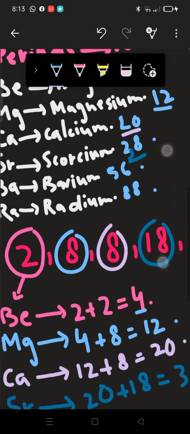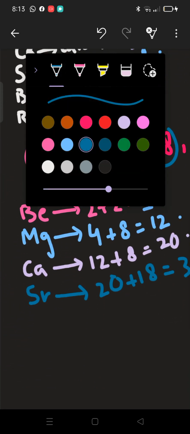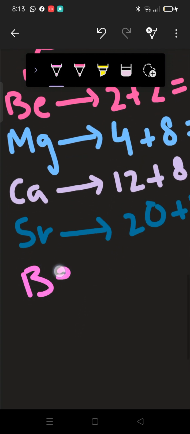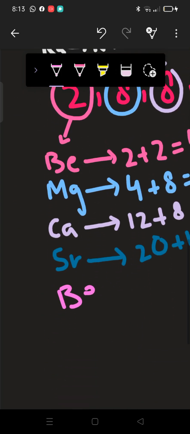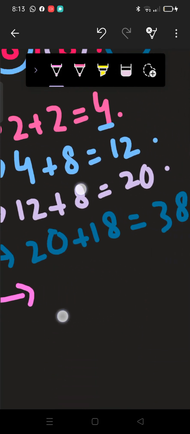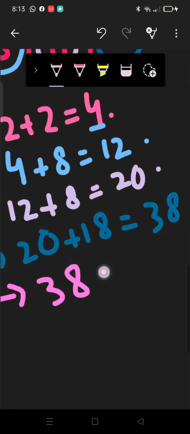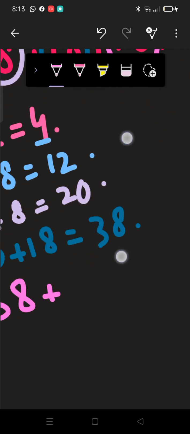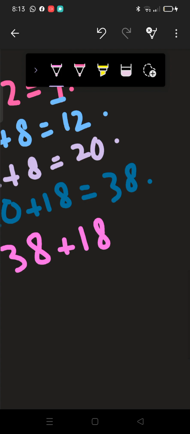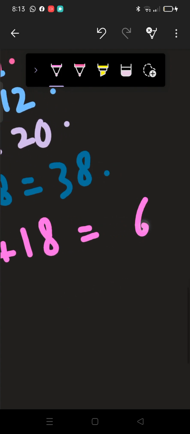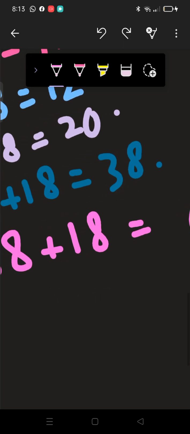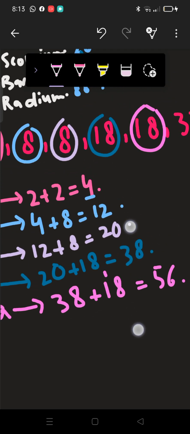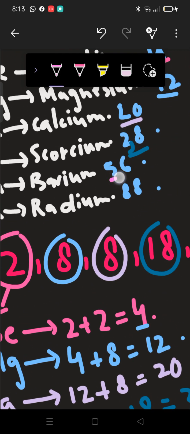Alright, so now we have barium. So let me change the color. Okay, so this is fine. Barium, which is represented with Ba. Alright, so we have gotten 38 plus what do we have to add now? Now 18 is remaining, so we have to add this 18 to the 38. So what will it give us? 16, 1 would be going up. Alright, 3, 1, 4, and 4 plus 1 would be 5. So it would give us 56, as you can see here, the atomic number of barium.